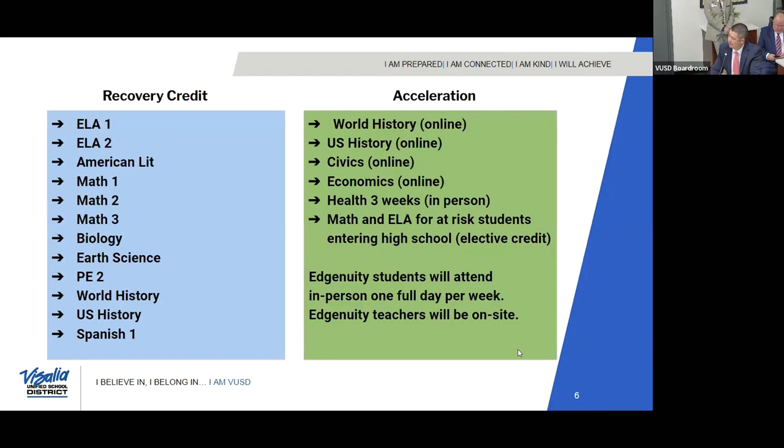With that, this slide just shares the recovery credit. If you see on the left-hand side, those are the classes that we'll be offering again for students that need to recover those credits. And on the right-hand side is the acceleration, meaning that students are looking for a class to get ahead.